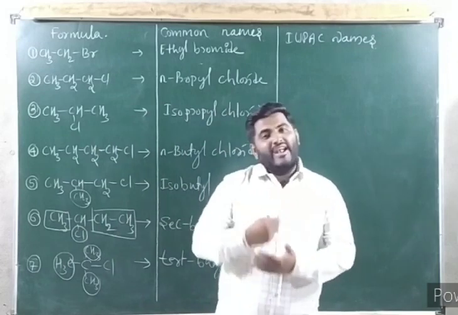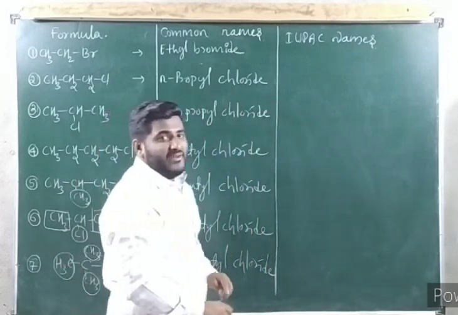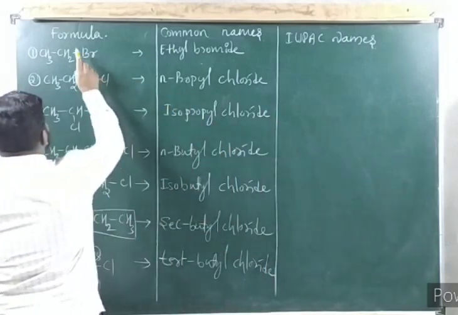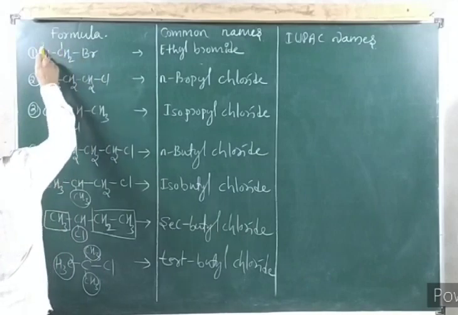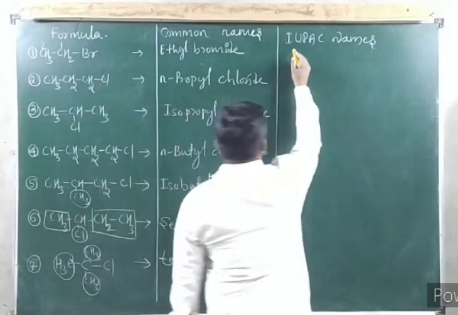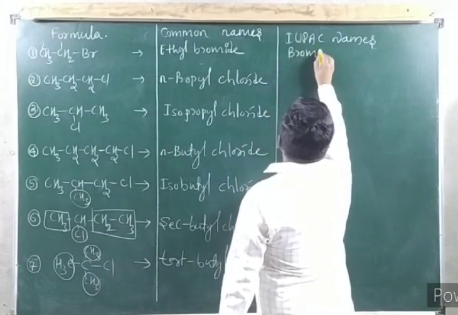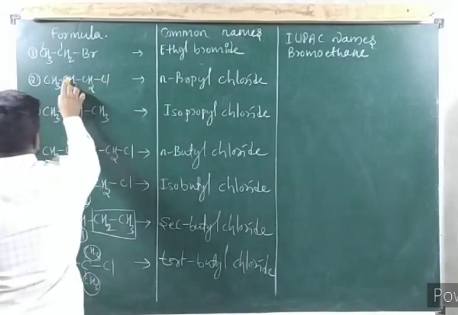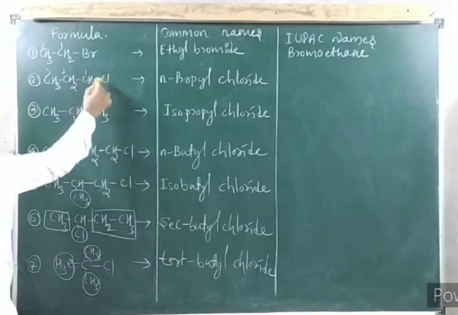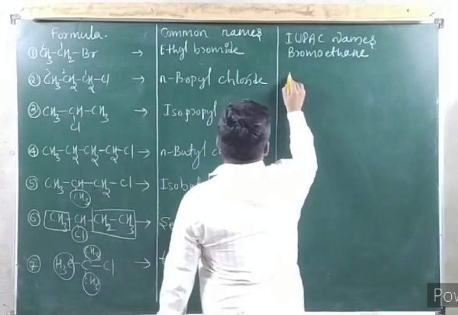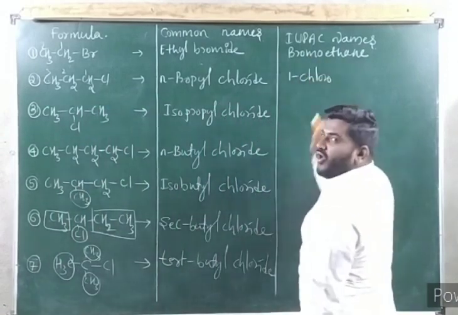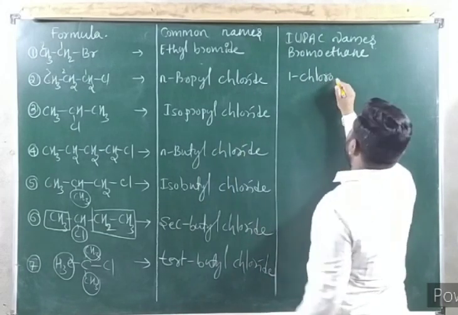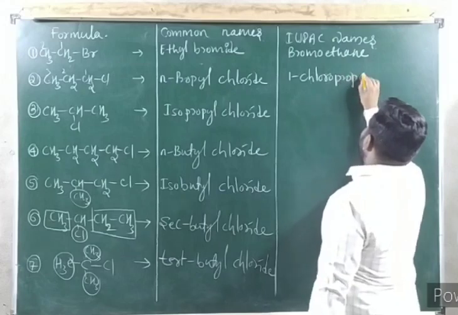Now let's try for IUPAC. In the IUPAC system all the IUPAC rules are followed. Correct or not? See, first one, first position, the halogen is there, 1 and 2. So it is a bromoethane. You see second one, 1, 2, 3. First position chlorine is there. So it is 1-chloropropane. First position chloro is there. How many carbons total? 3. 1-chloropropane it is.